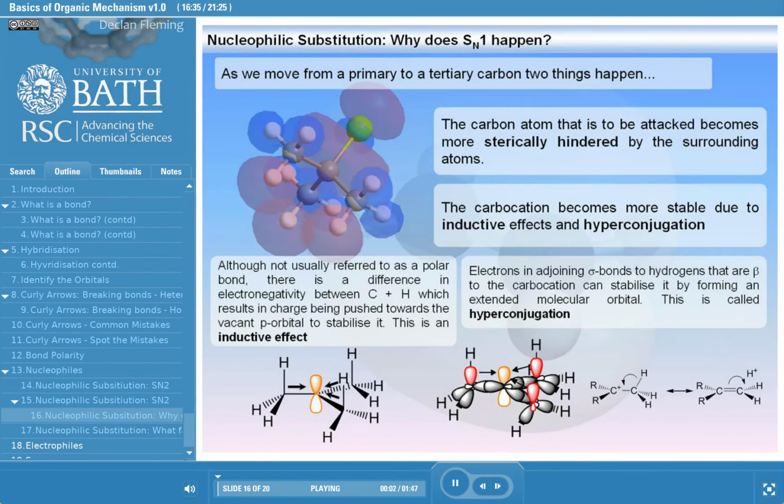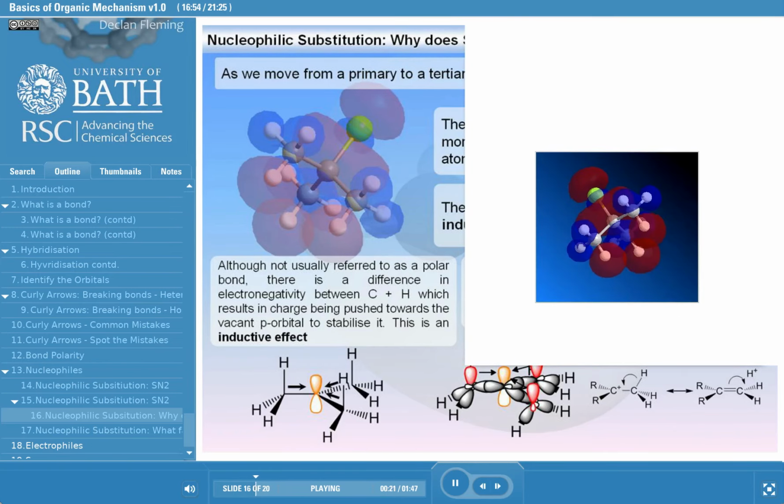We can explain why primary haloalkanes tend to undergo SN2 and tertiary haloalkanes SN1 by comparing the stability of the respective carbocations and the ease with which a nucleophile can attack the haloalkane. As long as pop-ups aren't blocked, you should see a new window appear around now which will give you a three-dimensional look at our tertiary haloalkane.